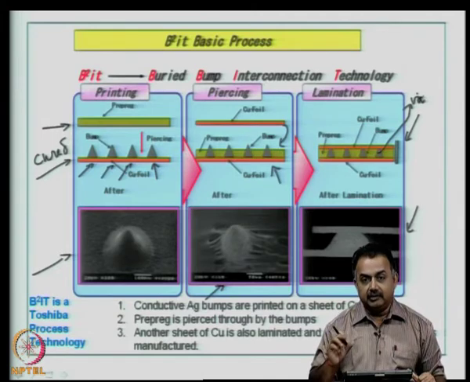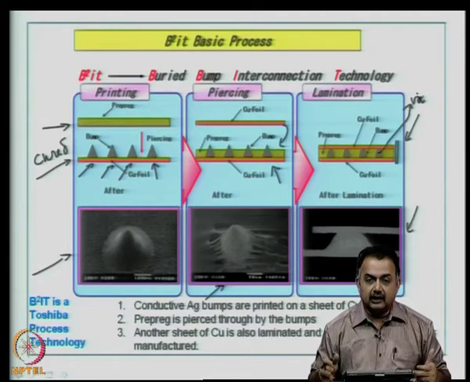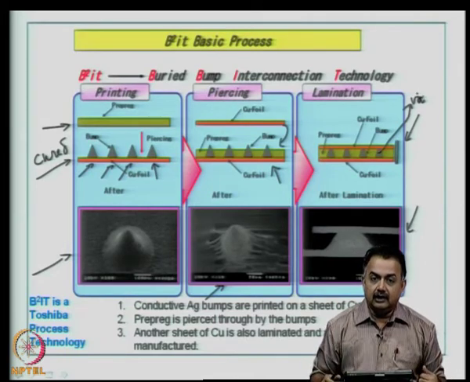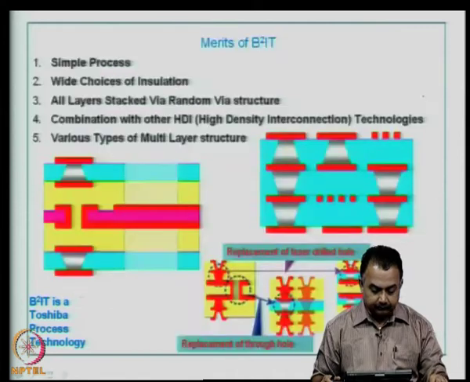So, a double sided B squared IT board is ready. Now, you can prepare another set of B squared IT process and like that build the structures and then interconnect these structures as your design permits.